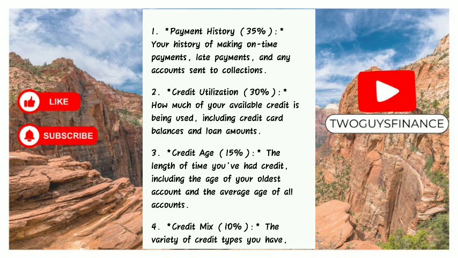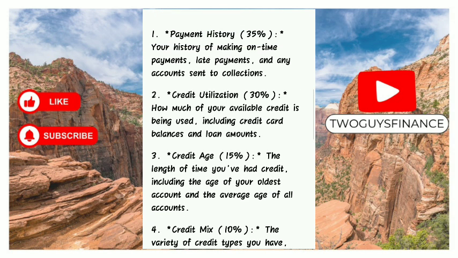your credit scores. So for payment history, your history of making on-time payments, late payments, and any accounts sent to collection, that's going to make up about 35%. Credit utilization is going to make up about 30%, and that's how much of your available credit is being used, including credit card balances and loan amounts.